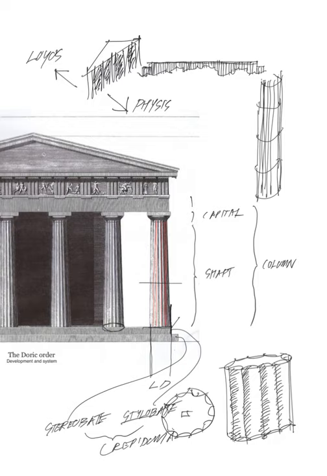Above the columns is the lintel, and the bottom part is called the architrave. And the decorative band on top of that is called the frieze. And these two elements together is called the entablature.